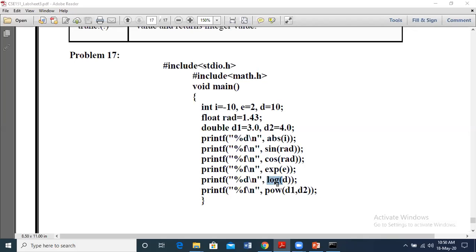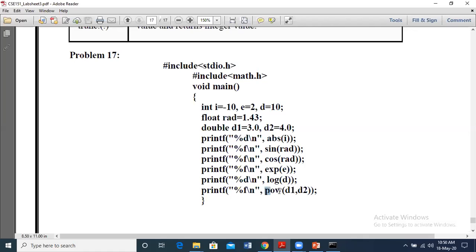Natural logarithm, ma'am. Natural log. So base e, right? So it will calculate here log of d. D value is 10, so it calculates log 10 base e. If you want to include one more statement, you can write log10 of 10. Then it will calculate log 10 base 10. So that function also can be included in another printf, right?